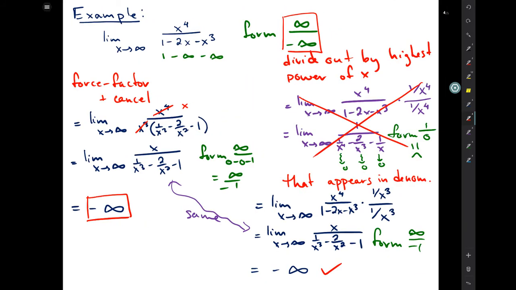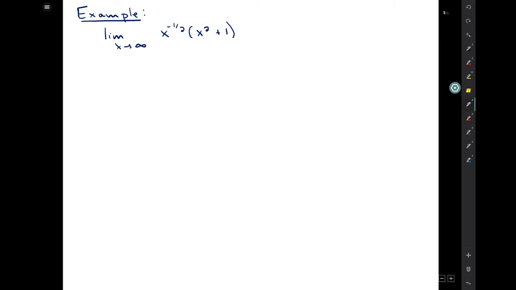So I'm going to end with one more problem. We've done infinity minus infinity, and we've done infinity over infinity. Now we have to do 0 times infinity. So when we evaluate this limit, remember negative powers are 1 over. So x to the minus 1/2 is 1 over the square root of x, so this approaches 0.